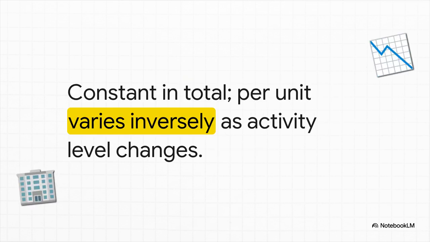On the flip side, we've got fixed costs. The classic example, rent. Constant in total, but the unit cost drops as you produce more. Imagine you lease a factory space for $10,000 a month. If you only produce 2,000 tablets, your rent is essentially costing you $5 per tablet. But if you ramp up production to 10,000 tablets, that exact same $10,000 rent check is now spread out, and the unit cost of rent drops to just $1 per tablet. So the crucial takeaway here is that inverse relationship. As your volume goes up, your fixed cost per unit declines.